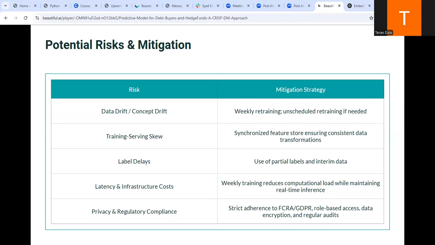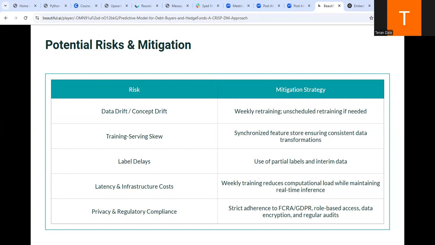So that's also important. Labels and delays. Given that recovery outcomes may take months, and in this case, it depends how fast you get back the information, and it depends on the type of debt. It could take days or weeks to fully materialize. Strategies like partial label updates can be employed. The weekly retraining will incorporate whatever new labels are available, even if they're interim estimates. So I believe that it could take months, but it can also take days or weeks.